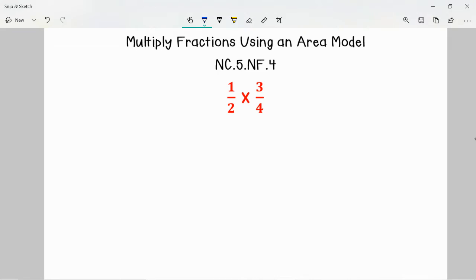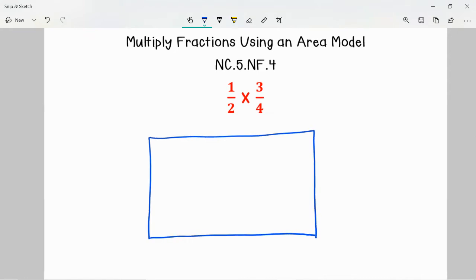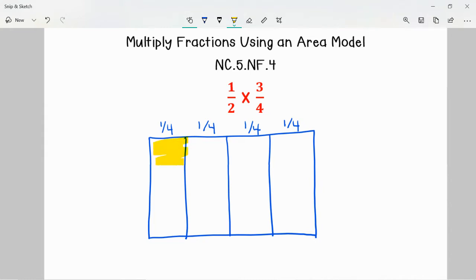So to use an area model to solve, the first thing that we'll do is draw a rectangle for our area model. Then we will split this into 4 equal parts. So each of these would represent 1/4. Now we know that we are working with 3/4, so I'll go ahead and shade in 3/4. And now we know we need to find 1/2 of 3/4.